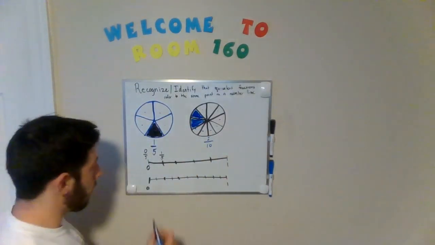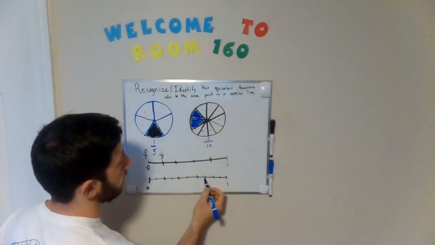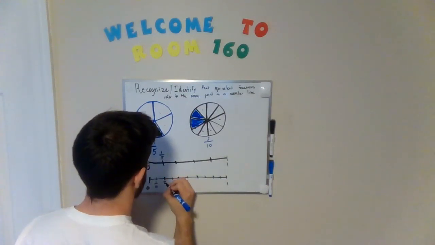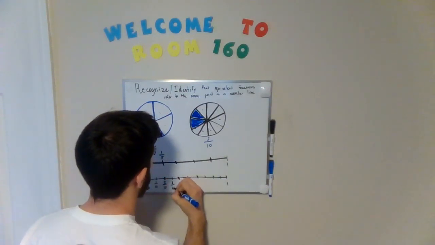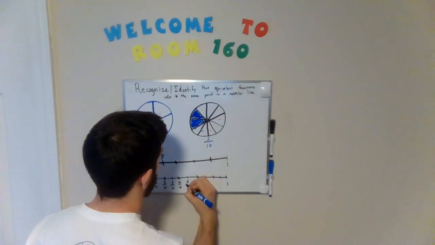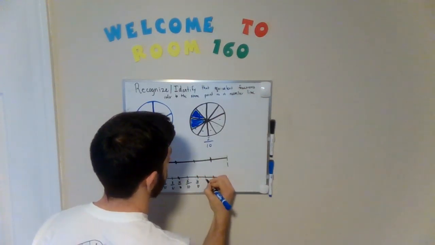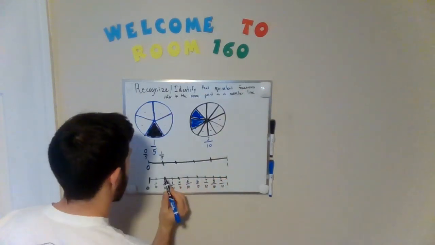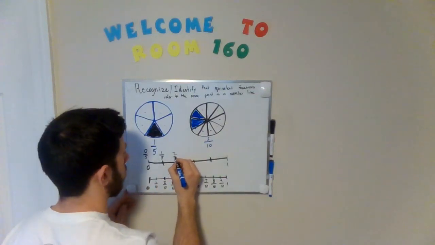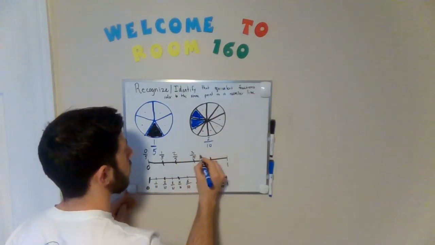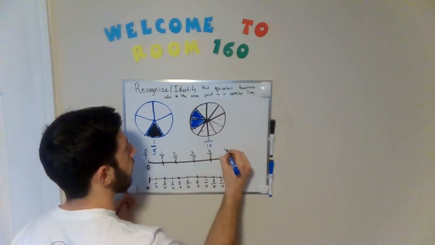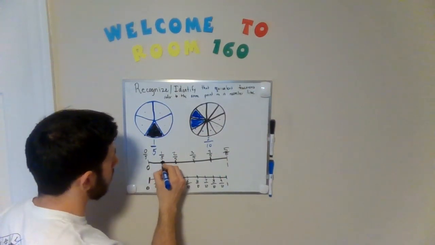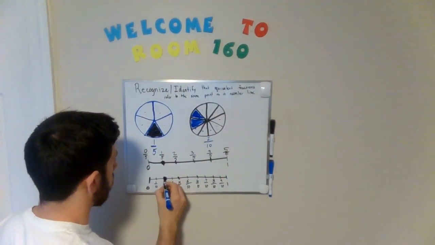Now we have 1, 2, 3, 4, 5, 6, 7, 8, 9, 10 pieces. This is 1/10. This is 2/10. This is 3/10, so on. 4/10, 5/10, 6/10, 7/10, 8/10, 9/10. And then right here we have 2/5, 3/5, 4/5, and 5/5. Now take a look here. Find 1/5 on the number line. It's right here. And 2/10 on the number line.